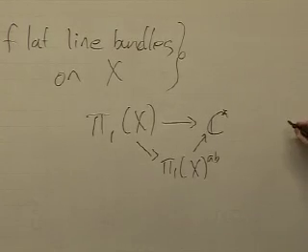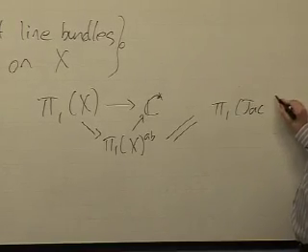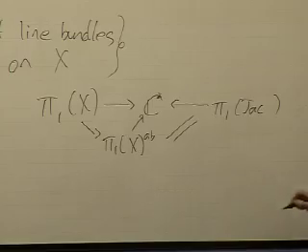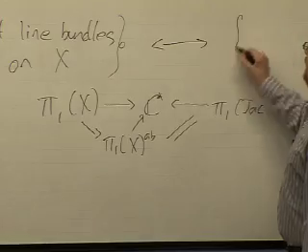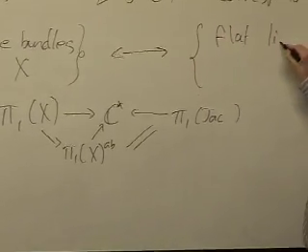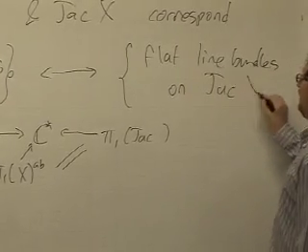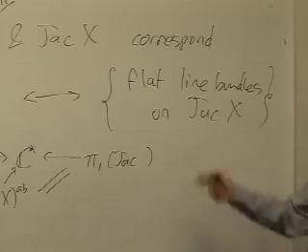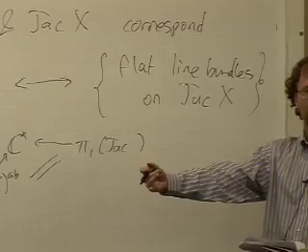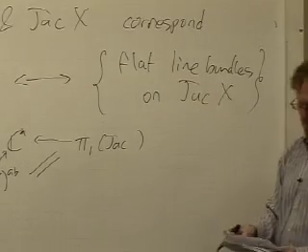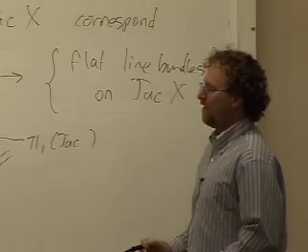The abelianization of pi 1 of X is pi 1 of the Jacobian. And so we get that flat line bundles on X are the same thing as flat line bundles on the Jacobian of X. And again, both of them are described by the same exact monodromy data. And again, this is induced by pullback from the Abel-Jacobi map. Just restrict your flat line bundle to the image of the Abel-Jacobi map. OK, so this is the basic content of geometric class field theory.